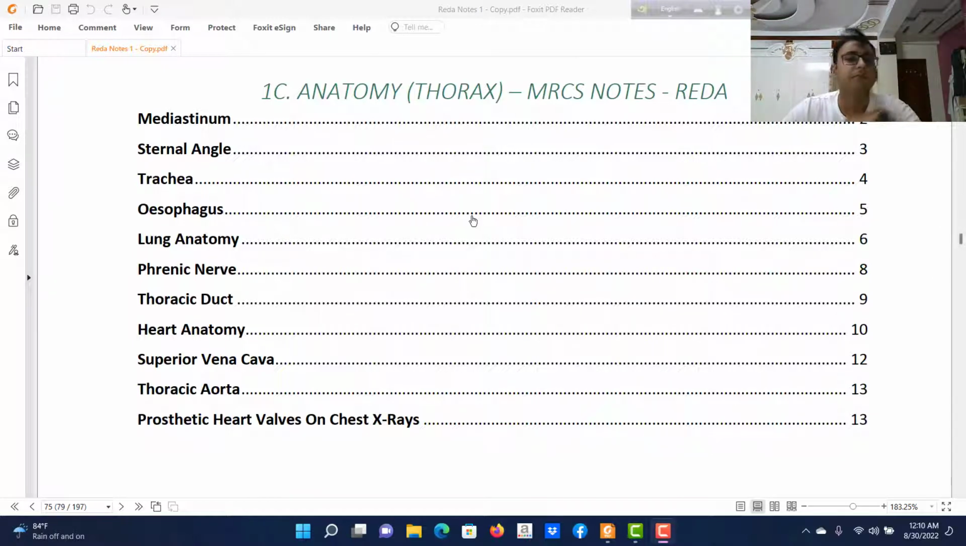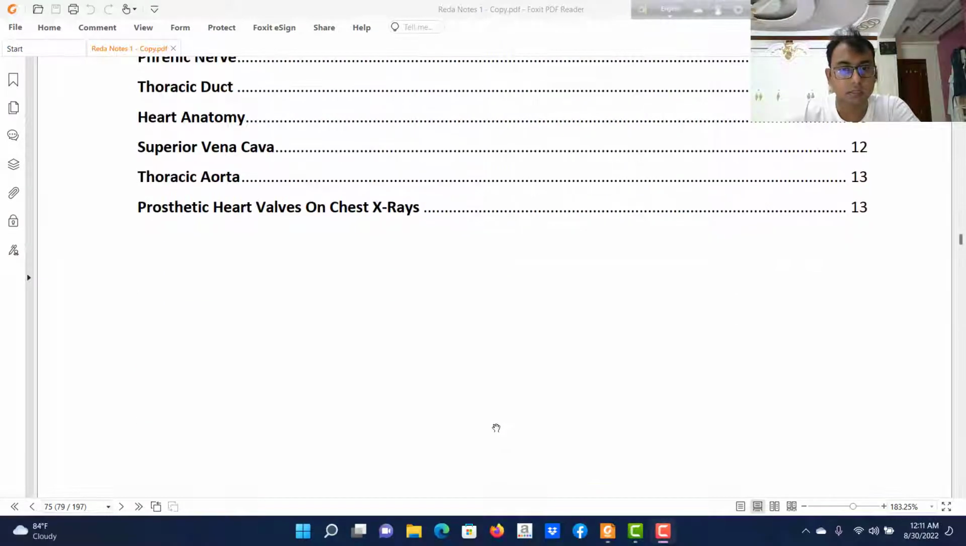First you must know about the mediastinum and the sternal angle, trachea, esophagus, along with their relationships. Then lung anatomy, phrenic nerve, and their distribution or course. Then thoracic duct and its course. Then heart anatomy, superior vena cava, that is great vessels, the inferior vena cava, then thoracic aorta with its vessels, some heart valves, and the x-ray. Let's start.